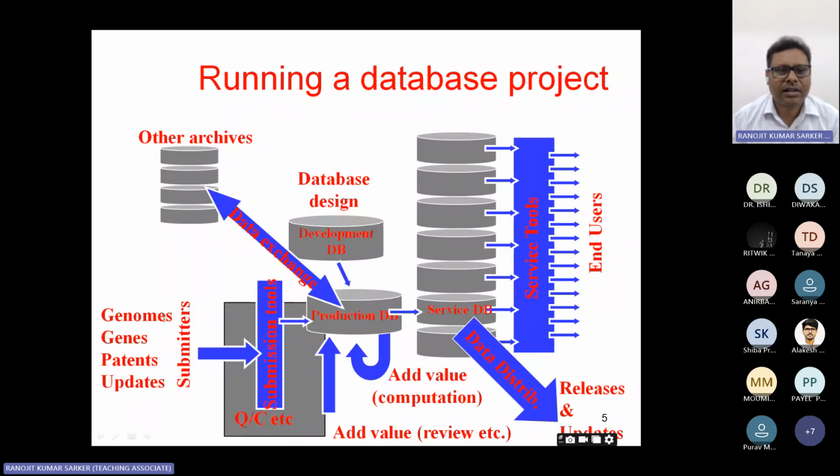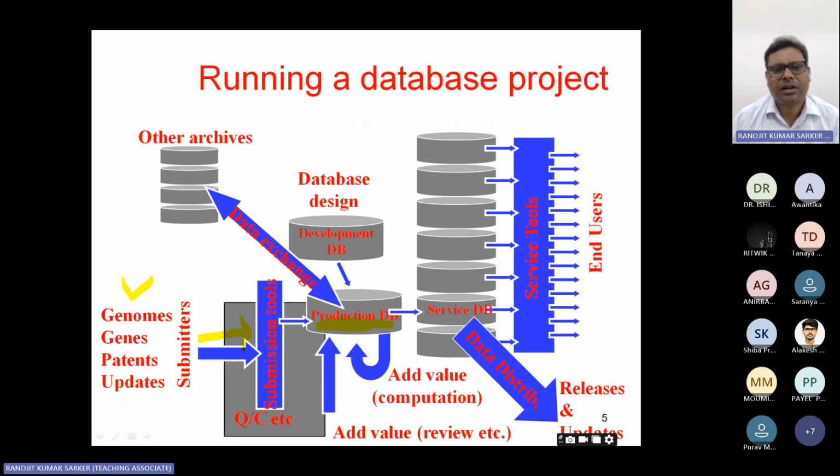Here you can see that we are the submitters, the researchers, the research scholars, the students. They will submit genomic sequences, gene sequences, patents, and various updates because they are working on that. How can they submit? There are some submission tools, and through those they can submit this information into the core database that is termed the production DB.